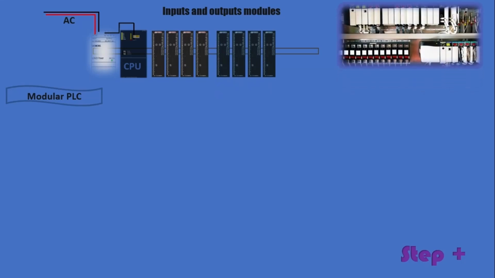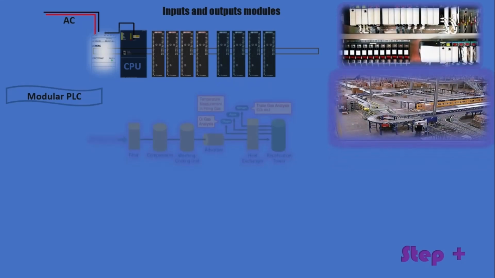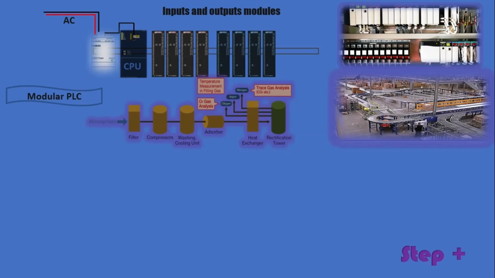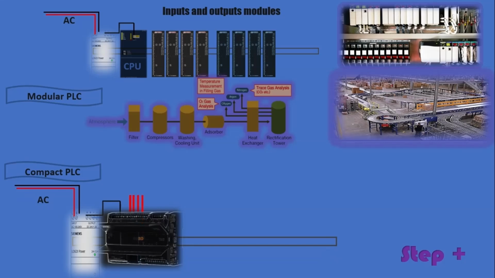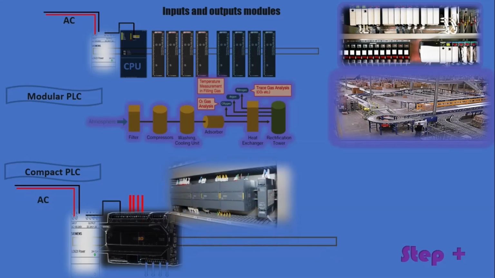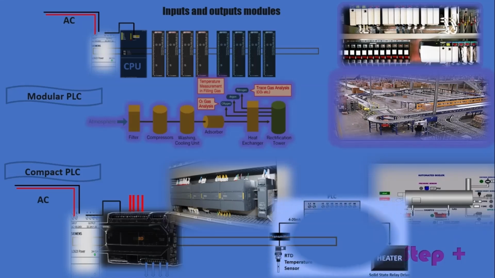The modular PLC is used for complex and large industrial processes with dozens of inputs and outputs, such as line production and petrochemical facilities, where the product goes through a number of stages. The compact PLC, with inputs and outputs integrated in the CPU, is suitable for small industrial and domestic applications such as temperature monitoring in buildings.